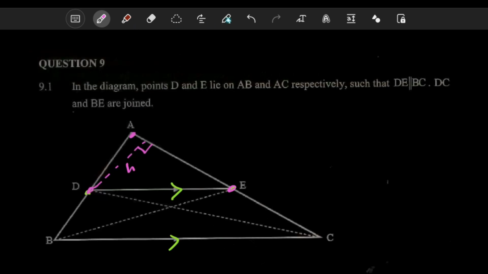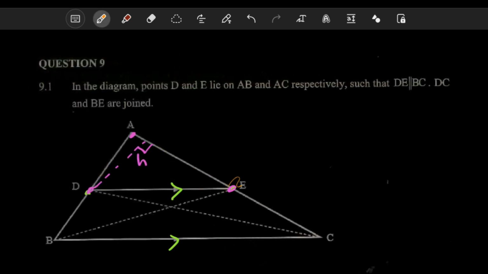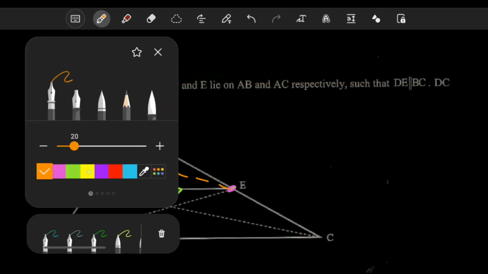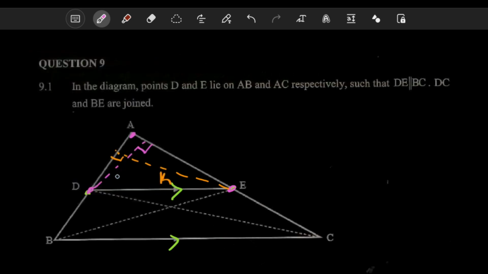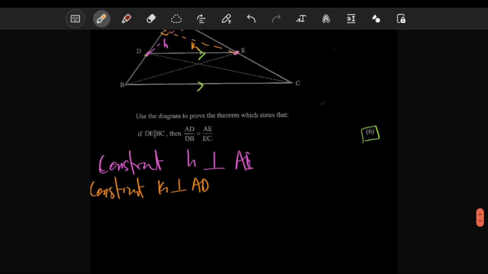The next thing you're going to draw, you can call it K. So the other one is going to be K. So this one you're going to label K, and then the pink one you're going to label H. So you've constructed this, and then you also need to construct K. So let's say here construct K perpendicular to what? To AD. That's the way. Okay, fantastic.